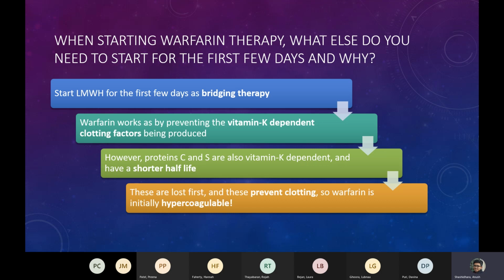So prothrombotic means, the whole point of warfarin is it prevents you from clotting. But in the first few days of starting warfarin, you are more likely to get clots than without warfarin. Does anyone know why? This is some fairly interesting physiology, actually.